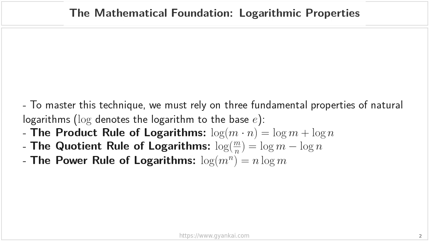Third, we have the power rule of logarithms. This rule states that the log of m raised to the power of n is equal to n times the log of m. This is a powerful tool that allows us to move exponents down in front of the logarithm as coefficients, effectively removing the complexity of powers.